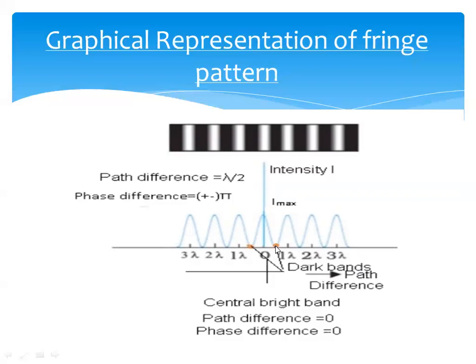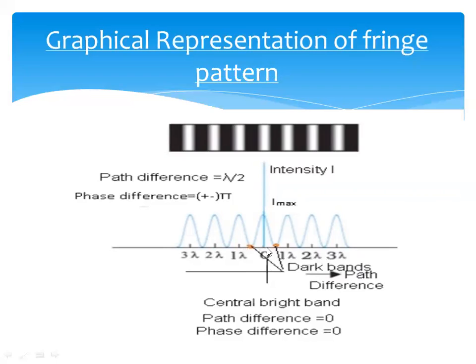Can you see here? This is lambda by 2. This is lambda, this is 1 lambda. In between, one point is coming, which means this is 1 lambda divided by 2. So this is considered as the dark bands. So n plus 1 by 2 is what we are saying, in this form. So what is this?